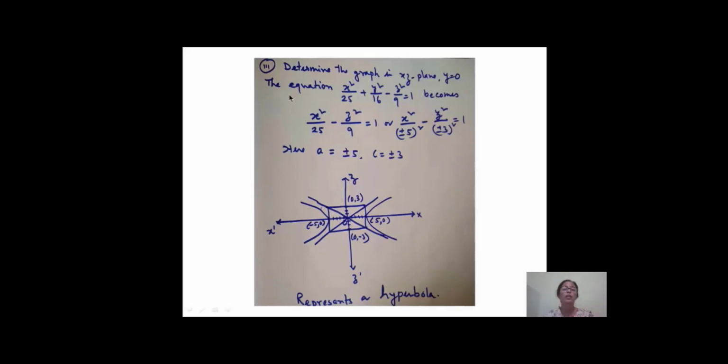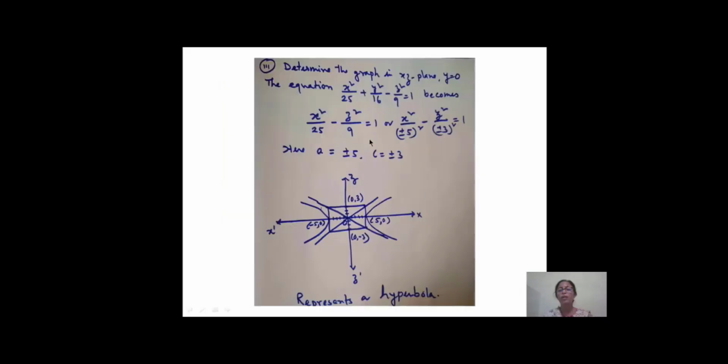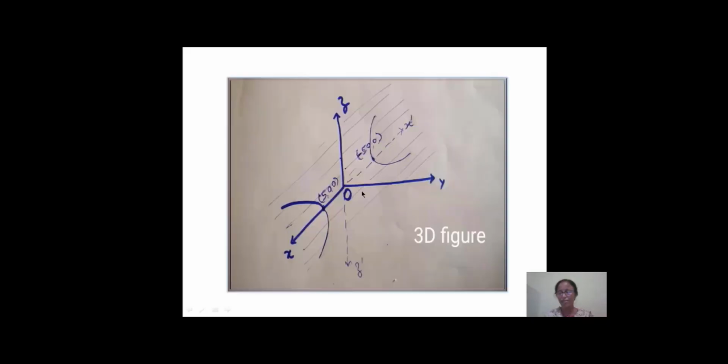Now we draw the curve for the XZ plane. For the XZ plane y is 0. Similarly, the equation becomes x square by 25 minus z square by 9 equal to 1. That is x square by plus minus 5 square minus z square by plus minus 3 whole square. Here is the 3D figure.